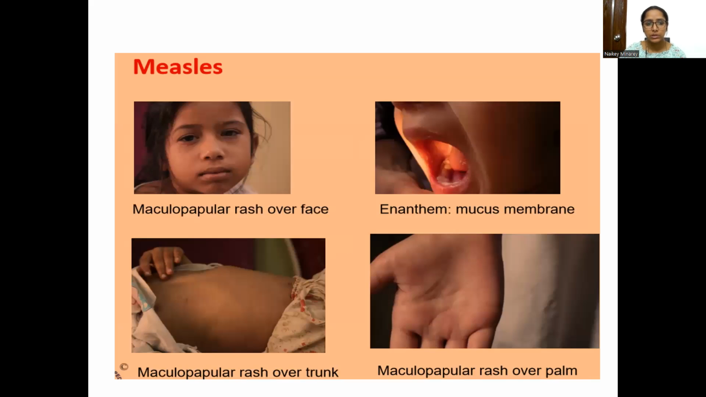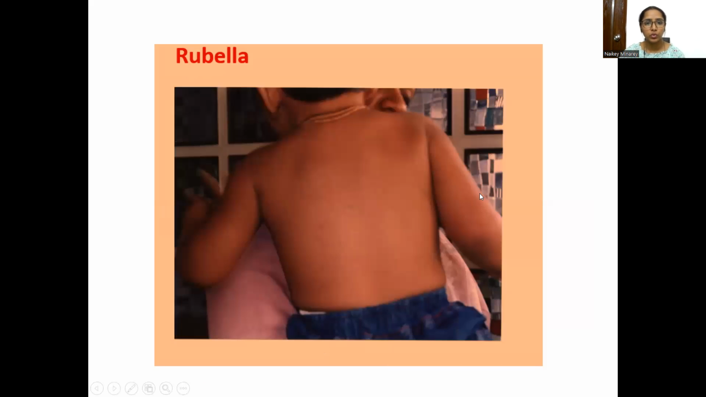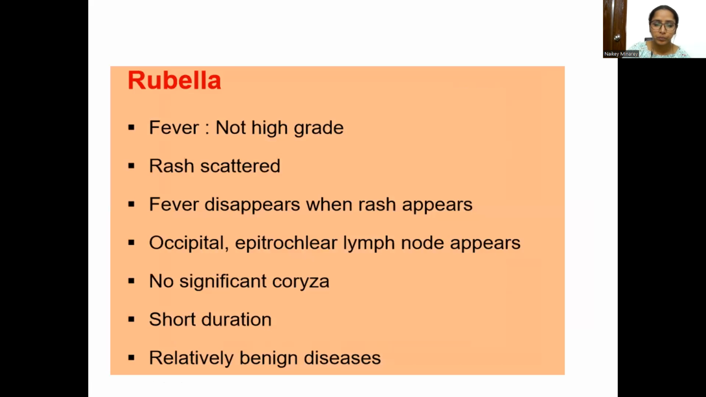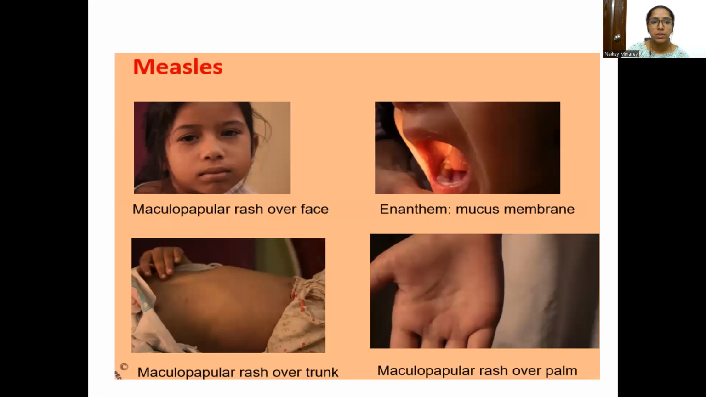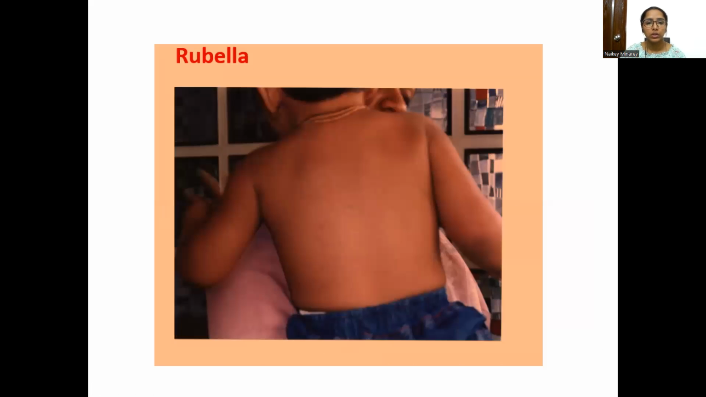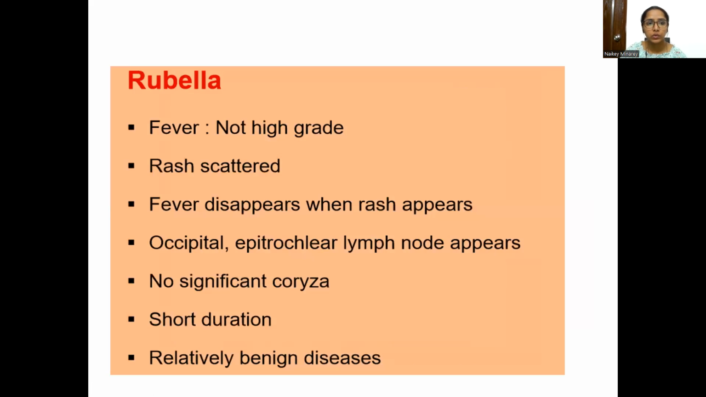So these are measles. This is the presentation of measles. The rashes can be seen over the face, over the trunk, or over the palm and in the oral mucosa. Mainly in measles, the rash starts from the trunk. This is rubella. Rashes are also in the trunk.